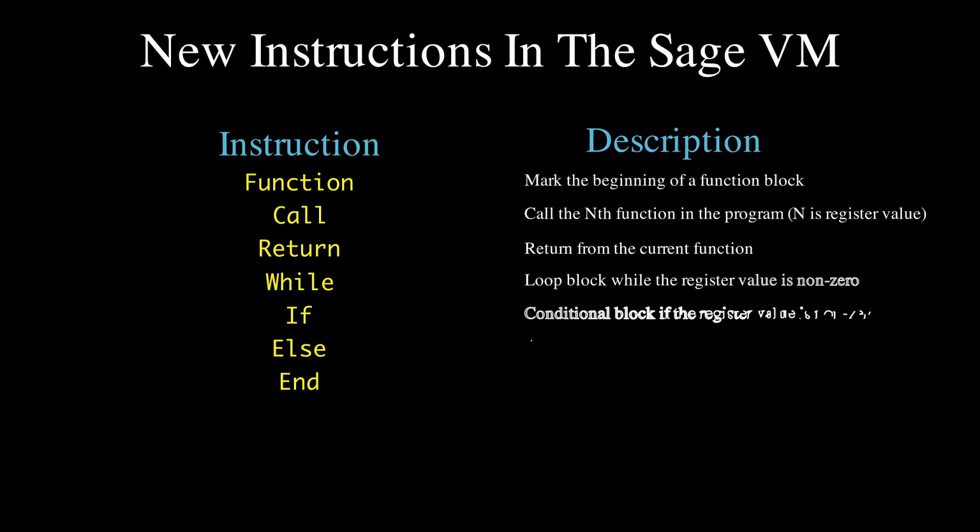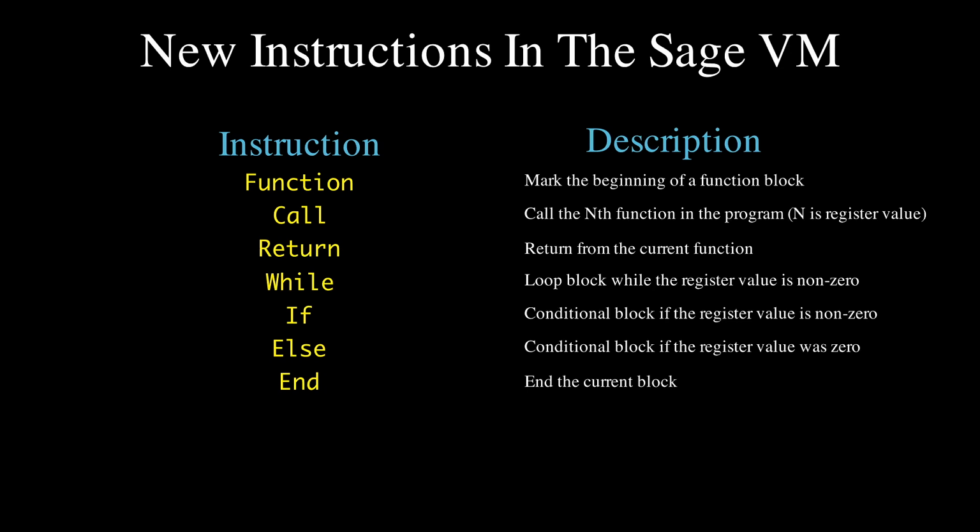Finally, we add some control flow instructions to the caveman's vocabulary. The function instruction marks the beginning of a new subroutine. The call instruction jumps to a subroutine. If the first register value is 0, the caveman jumps to the first defined subroutine. If the first register value is 1, the caveman jumps to the second defined subroutine, and so on. The return instruction jumps back to the last place the caveman was before he jumped to the current subroutine.